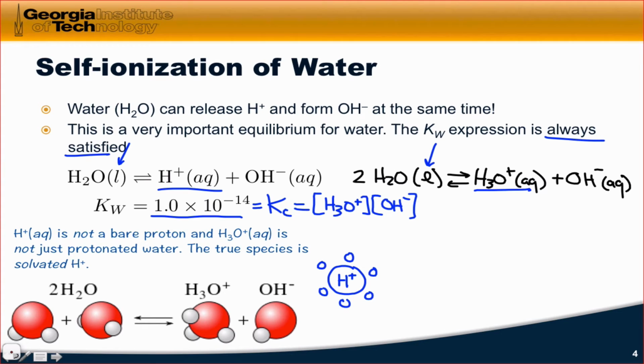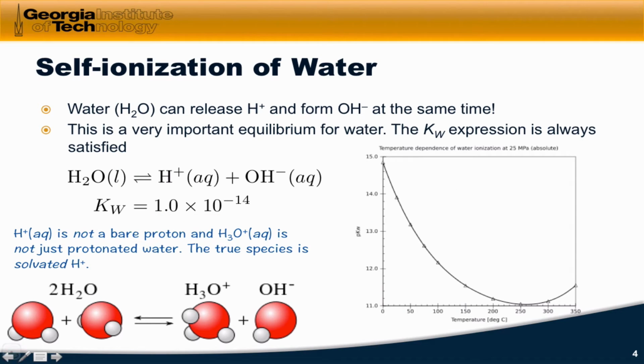In any case, the important point here is that there is an equilibrium between liquid water and hydronium and hydroxide. For the most part, liquid water is H2O, but to a small degree, 1 times 10 to the negative 14 according to the K value here, water dissociates into H3O+, the hydronium ion, and hydroxide. And this equilibrium expression is always satisfied for aqueous solutions of interest.